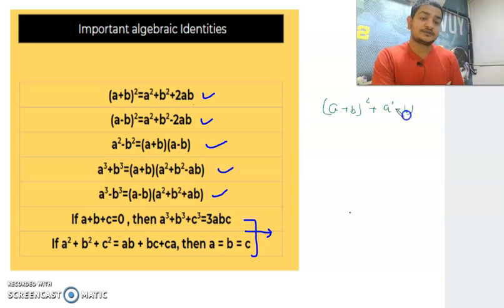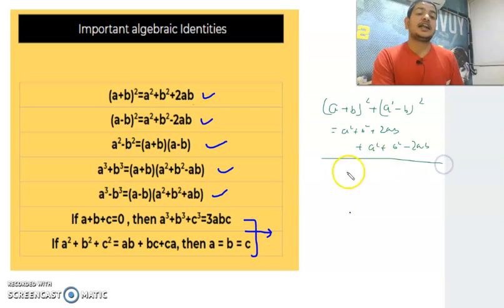what are we getting? a square plus b square plus 2ab, and a square plus b square minus 2ab. If we are adding this one, what are we getting? 2(a square plus b square).